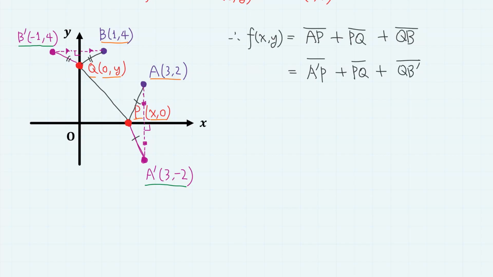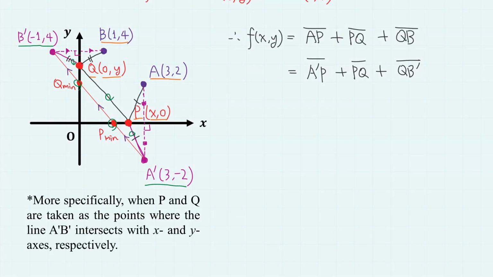And when does this distance become minimum? Well, it is minimum when these line segments form a perfectly straight line. That is, the distance is minimum when P and Q are on the line segment A prime B prime.